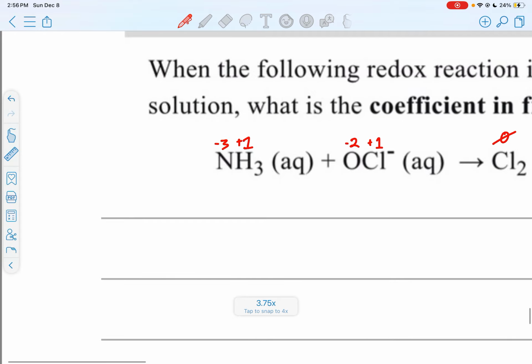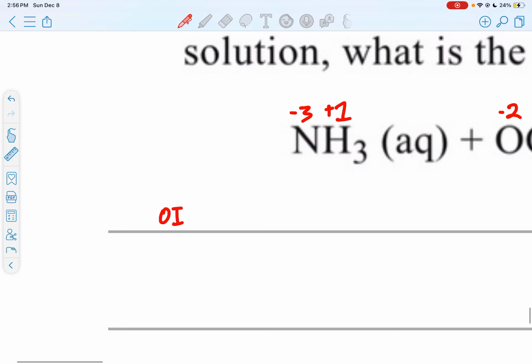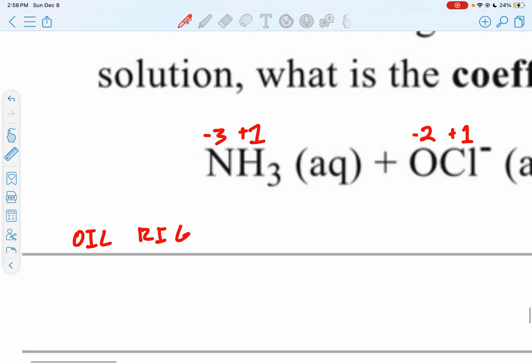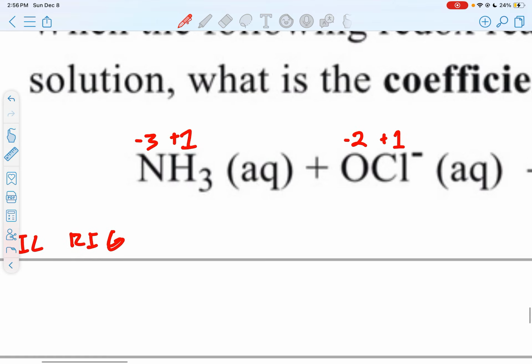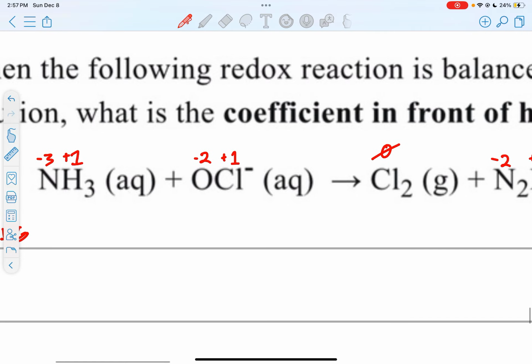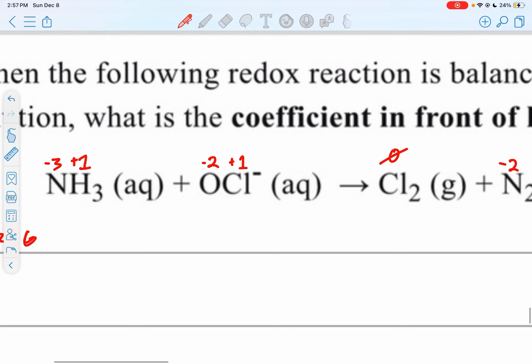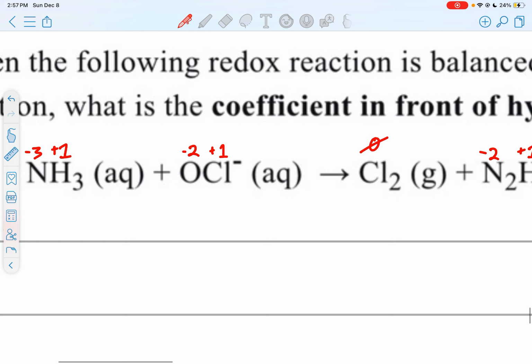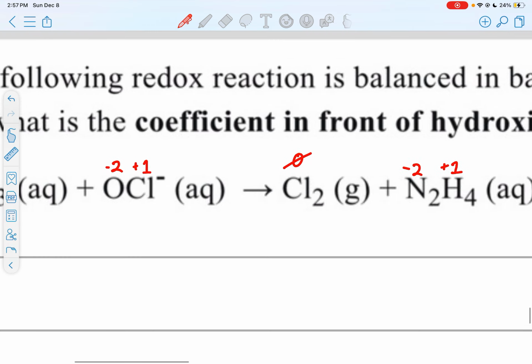Now you can use your mnemonic device to figure out which one's being oxidized and which one's being reduced. I use OIL RIG. I know some people prefer LEO the lion says GER. Either one works. Just do what you're comfortable with. So oxidation is losing. Let's look at which one is actually losing electrons from the reactant stage. NH3 here, or the nitrogen here, let's just ignore the hydrogens because they have an equivalent +1, +1. And the oxygen isn't present in the products, so it's fine.